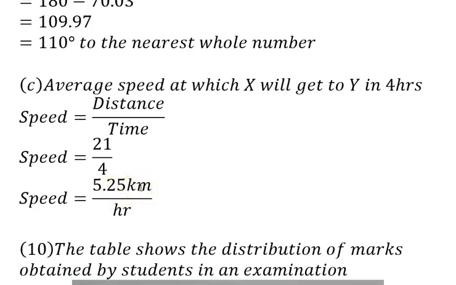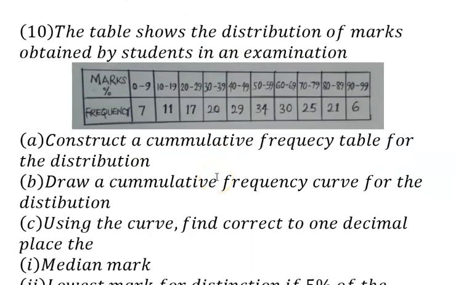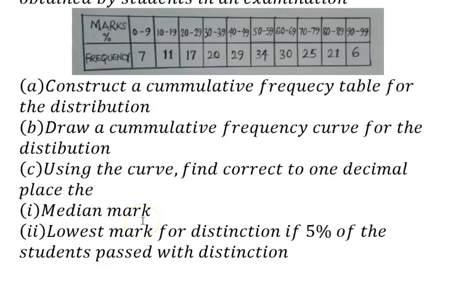So let's dive straight into the next question, question number 10. The table shows the distribution of marks obtained by students in an examination. A, you have to construct a cumulative frequency table for the distribution. You have to draw a cumulative frequency curve for the distribution. Using the curve, find, correct to one decimal place, the median mark, and the lowest mark for distinction if 5% of the students pass with distinction.